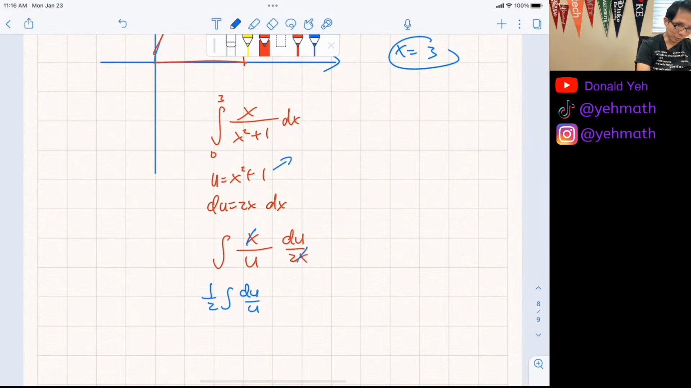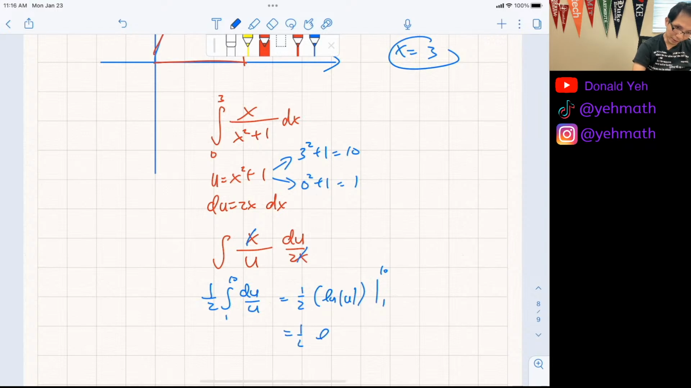But the boundary is going to switch to what? 3 squared plus 1 is equal to what? 10. 0 squared plus 1 is what? 1. So it's 10 to 1. Just do it in terms of u. Can you go back to x? Yes, but AP exams do not prefer that. I'm going to talk about it later on when we talk about multiple choice questions. This one's going to be u. Sorry, this is going to be like this, and between 10 to 1.